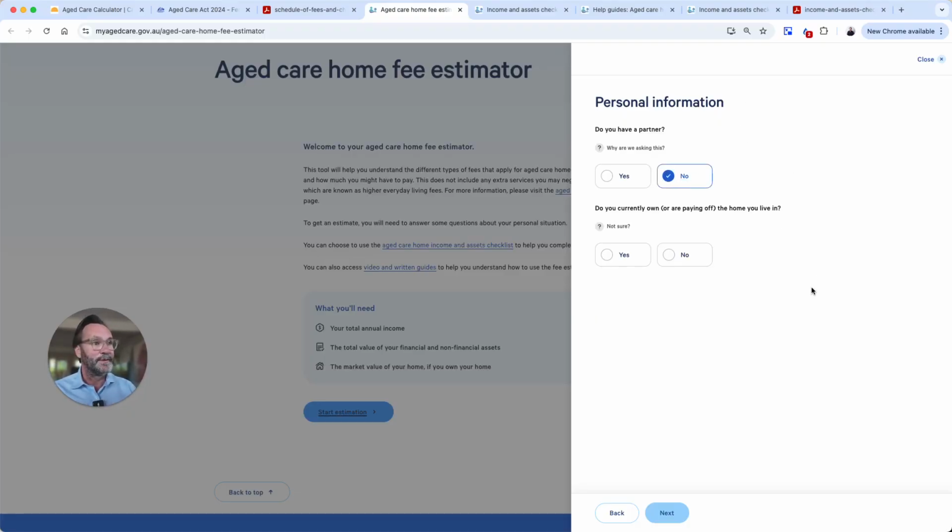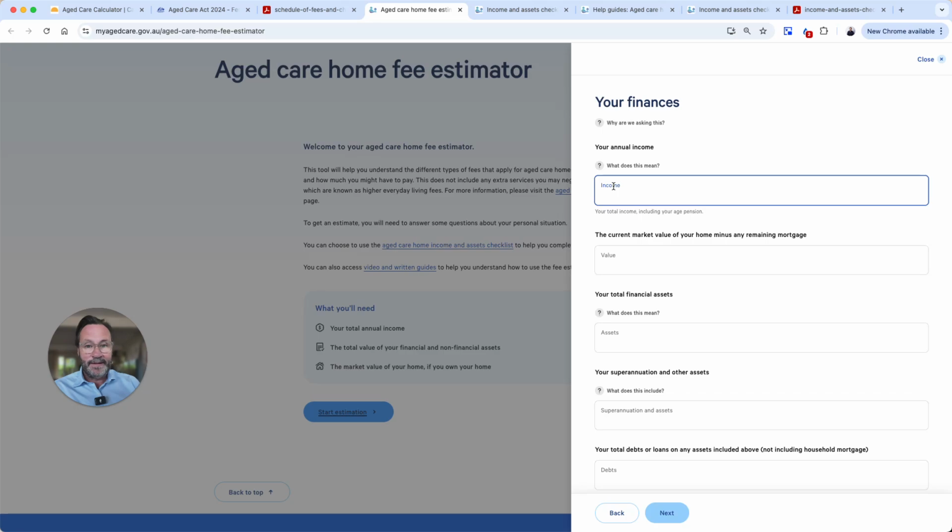So for this example, we're going to say no partner, but this person in this example owns a home, and we're going to say that there is no one residing in the home. And what this question refers to is that the home can be excluded from the assets test if there's a partner living in the property, or a carer or close relative that fits into a certain definition, of which we've got links to on the website for you to find out. In this case, I'm going to say no.